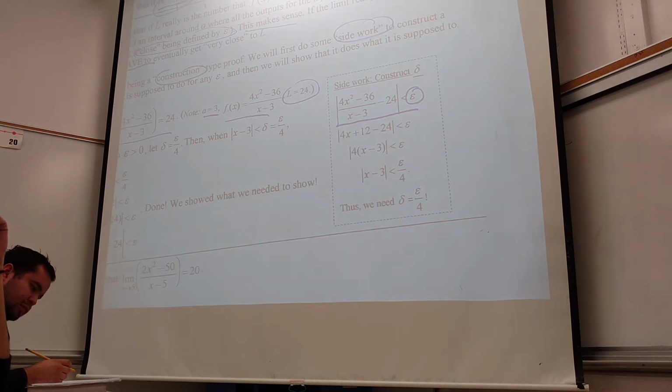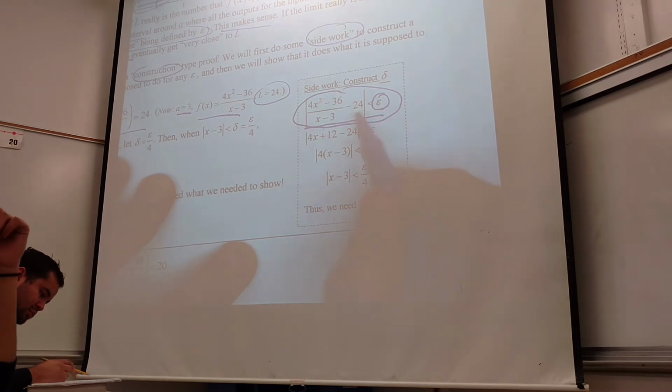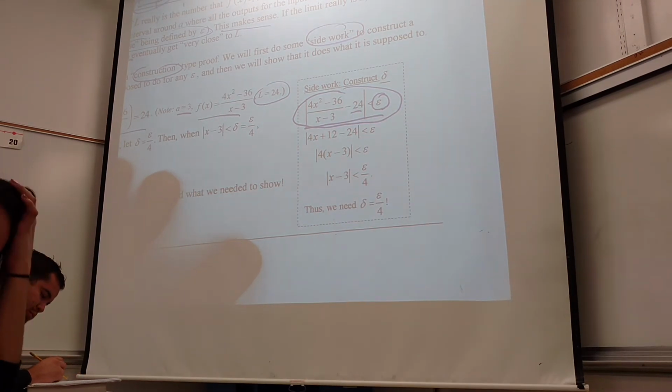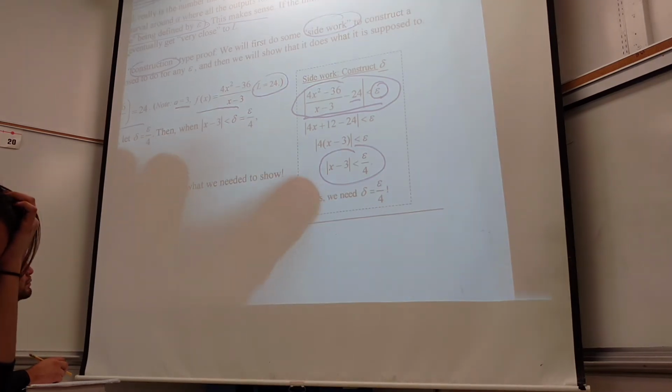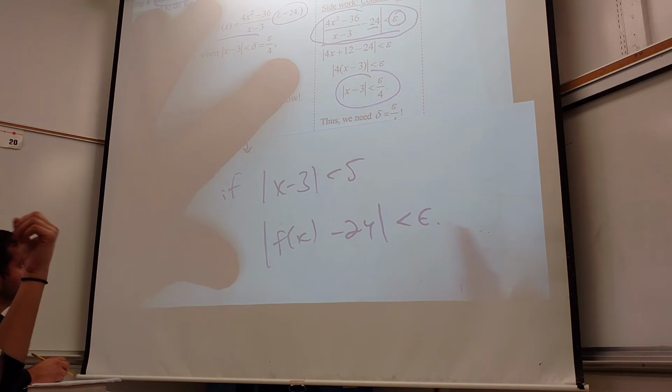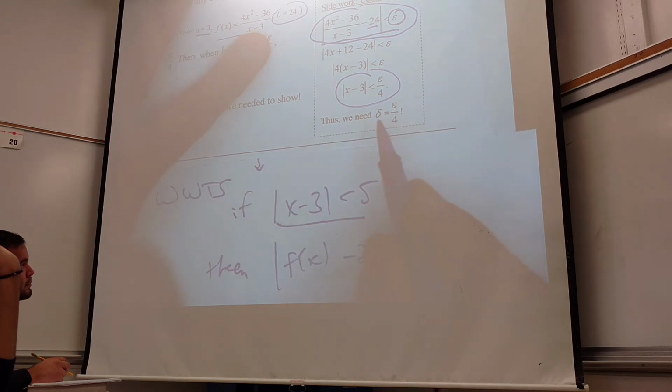Which is why it feels like we're cheating, but what we're doing is constructing what delta has to be to make this work. So when somebody gives me an epsilon, this is what they want me to do. They want me to be within epsilon of the limit. That's what that says. Is that cool? And when I work this out, what do I get here? Epsilon over 4. So look at the form of it. What must epsilon over 4 be? Delta. So if we let delta equal epsilon over 4.